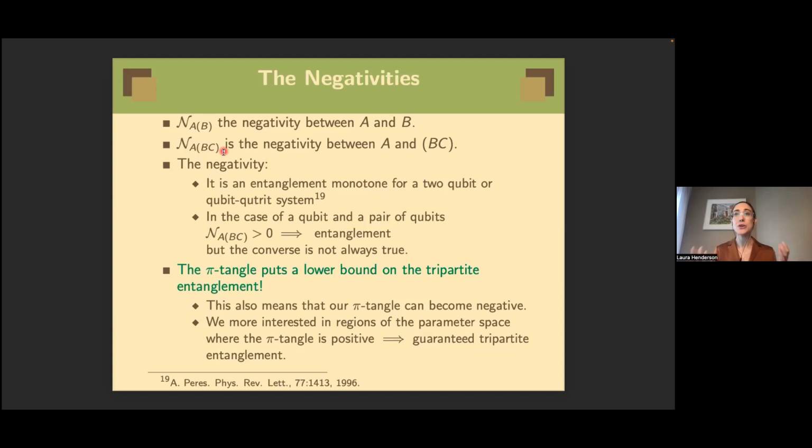So all you can say in this case is if this is greater than 0, you've got the PPT, the positive partial transpose criterion, for those who care. For those who are familiar with this, what you need to know is if this is positive, then you know that A is entangled with BC, but the converse isn't always true. You can have A entangled with BC and still have this negativity be 0.